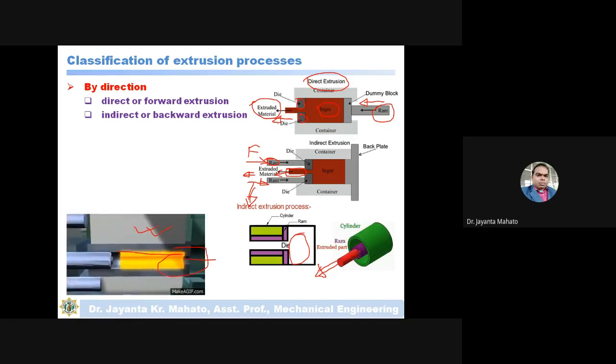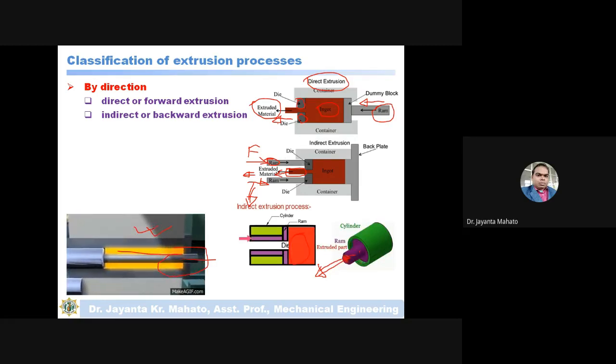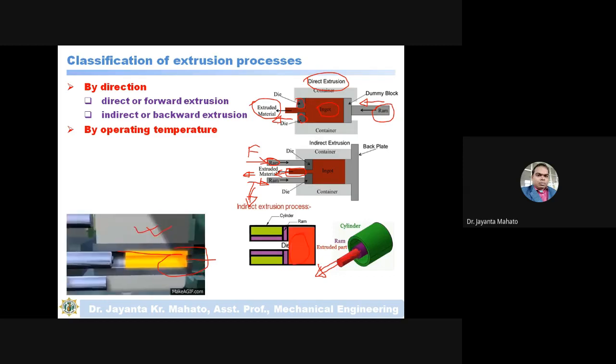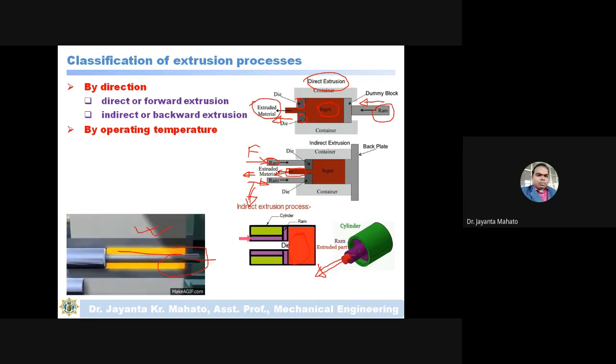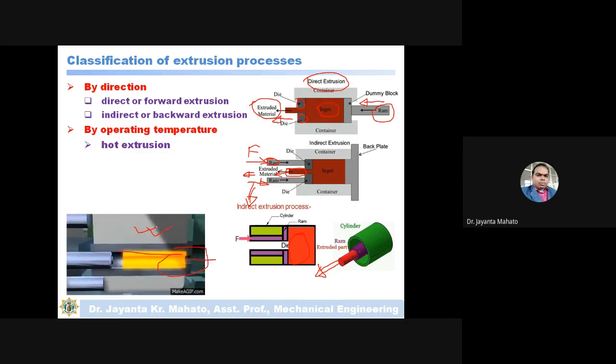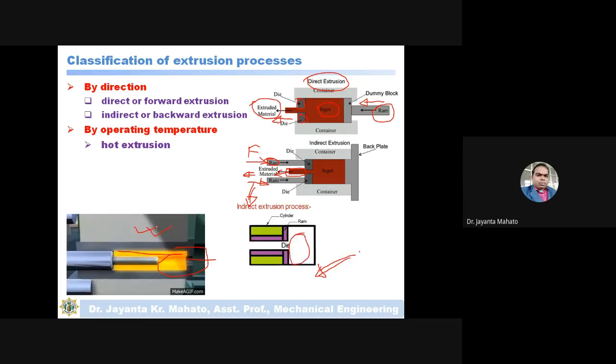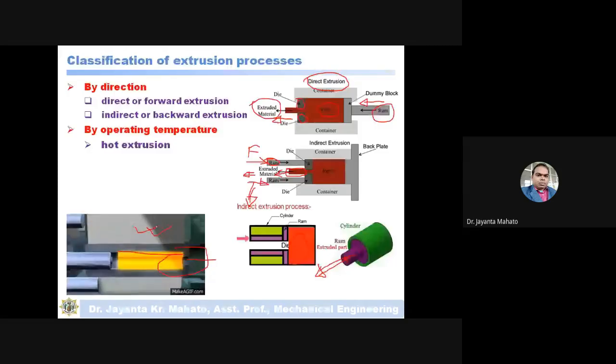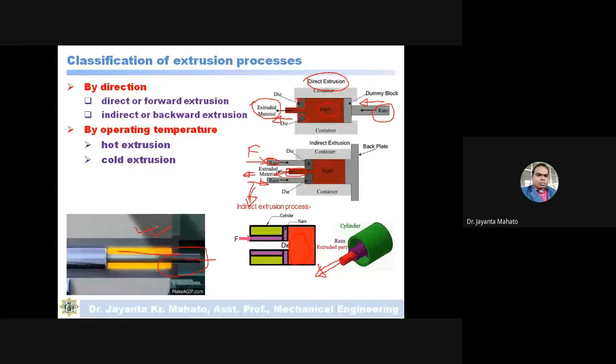In this case, the direction of the movement of the ram is just opposite to the direction of the extruded part coming out from the die. Okay. And another is by the operating temperature. If the operating temperature is above the recrystallization temperature, then it is a hot extrusion process. And if the temperature of the billet is below the recrystallization temperature, then it is called the cold extrusion process.